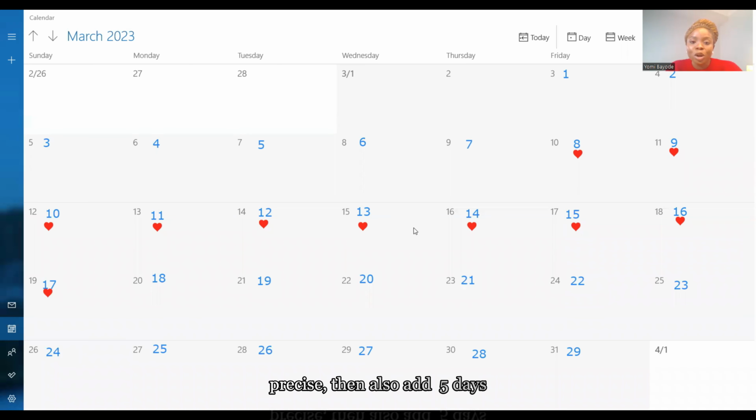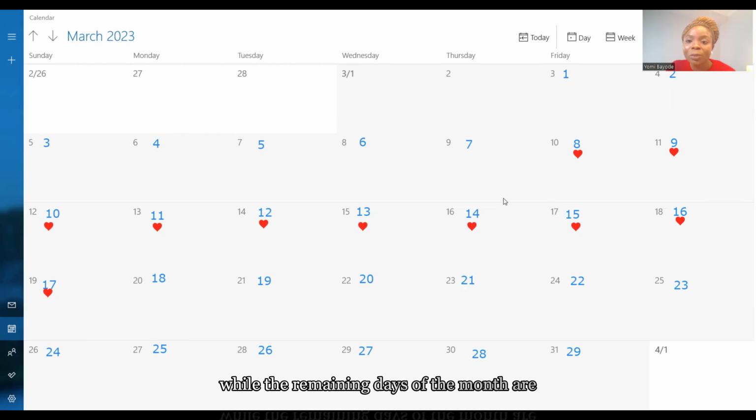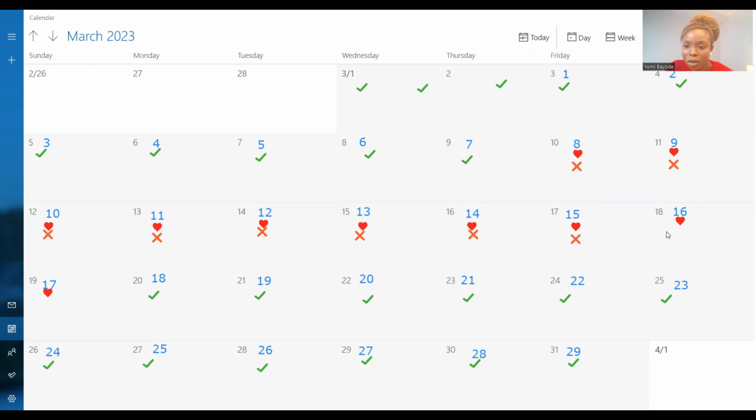Then we're also going to add 5 days, because the male sperm can remain in the female body for at least 5 days, and when this happens, of course, it can fertilize the egg as soon as the eggs are released during ovulation. So you're trying to avoid that, right? So these are the unsafe days for this person that has a 29-day cycle, while the remaining days of the month are considered safe.